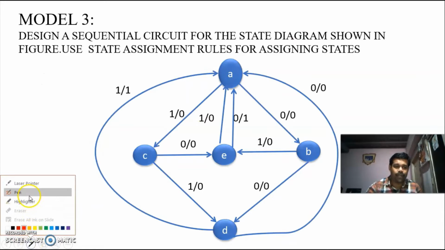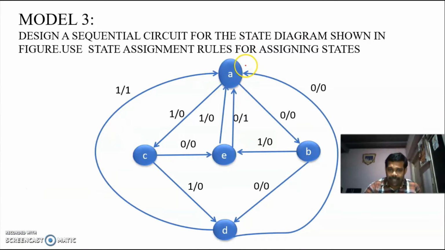Now we are going to apply rule 1. I am taking the state A. Rule 1 is saying that the states which have the same next state for a given input condition must be placed in neighboring cells in the K-map. So you take A, you consider A for states.